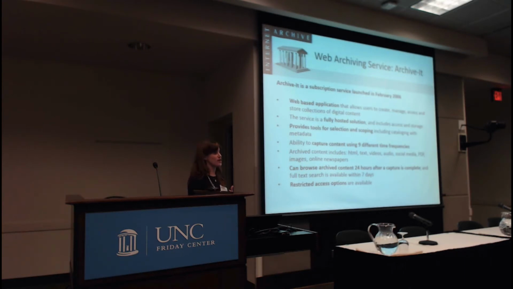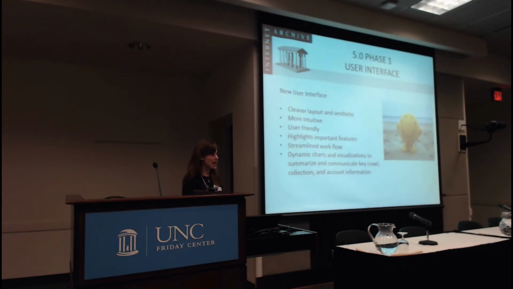One thing that we discovered was we created the service in 2006, and while we added new features and functionality and have greatly improved it based on the feedback of our users, the user interface is still the same as it was in 2006. So we're in the process of doing Archive It 5.0, which is a total user interface overhaul, as well as incorporating new features and functionality into this overhaul. So the goal is a cleaner layout and aesthetic, making this process more intuitive, more user-friendly, more streamlined workflows, and also adding more dynamic visualizations.